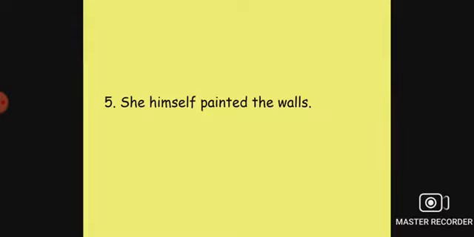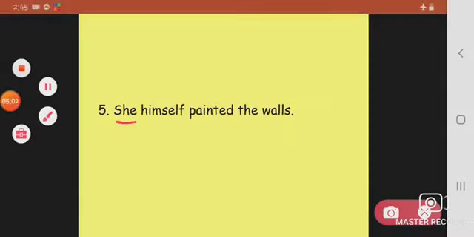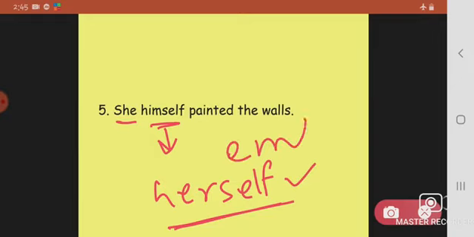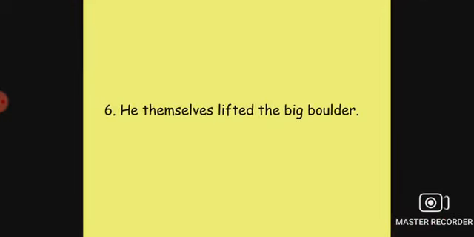Number 5. She himself painted the walls. She himself painted the walls. Again, with she, what will we use here? She herself painted the walls. Very nice. Now, even if we remove this herself, will the sentence be any different? She painted the walls. The sentence will still make sense. This herself is used just to add emphasis to the sentence. Hence, it's an emphatic pronoun. Excellent. Moving on to the next one, the last one.